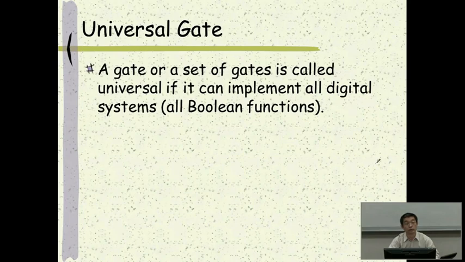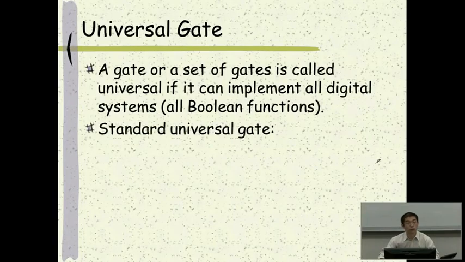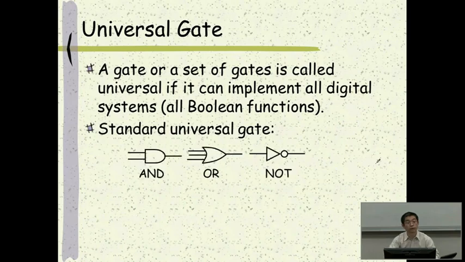So how can we verify that? There's no way you can enumerate all the Boolean functions. So how we do this is we start from the definition of Boolean functions. We realize that all the Boolean functions can be expressed as the logical AND, the logical OR, and inverters. So by putting these three gates together, we have the so-called standard universal gate. So all the Boolean functions should be able to be implemented by these three logical gates.